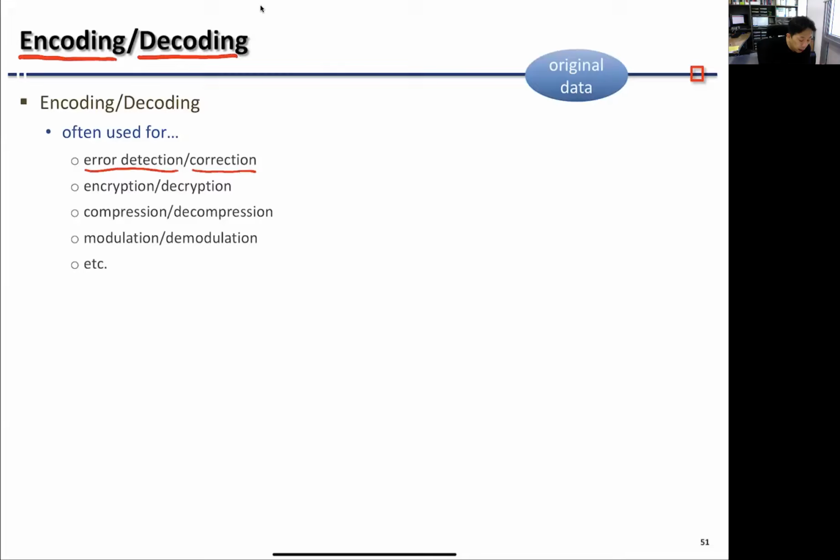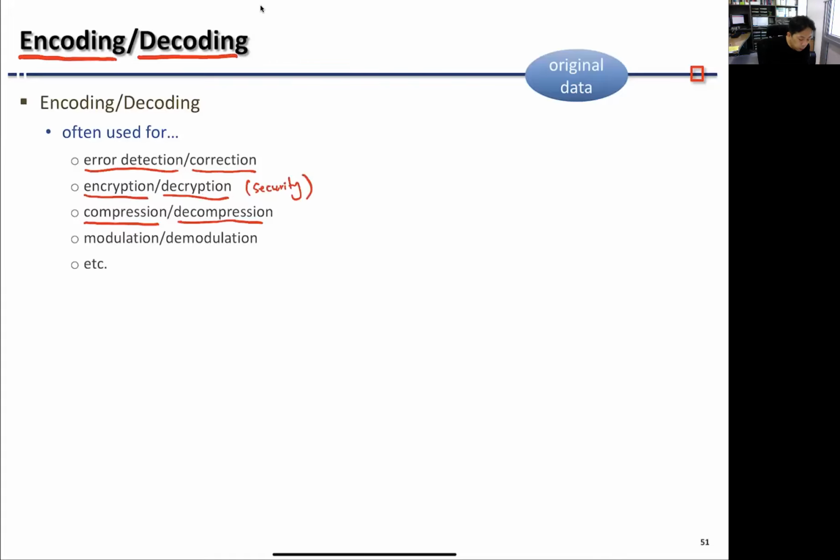It's also used for encryption and decryption in security. Maybe you want to hide some confidential information, and then later on you want to open it back to see it. We also use it for compression and decompression. You use compression and decompression practically every day. You use zip, bzip, 7-zip. There are several compression and decompression programs and algorithms that are used every day.